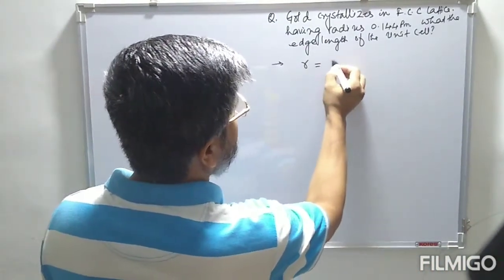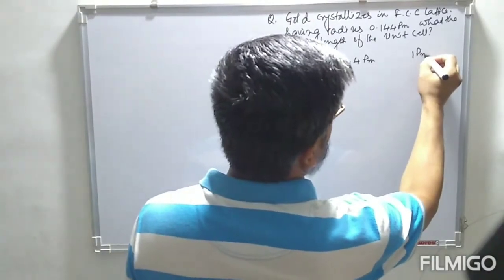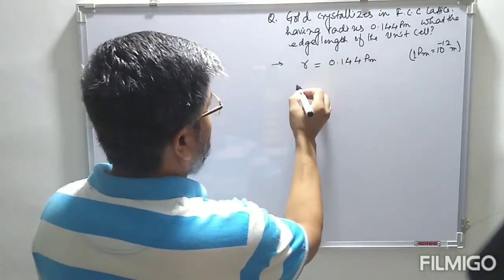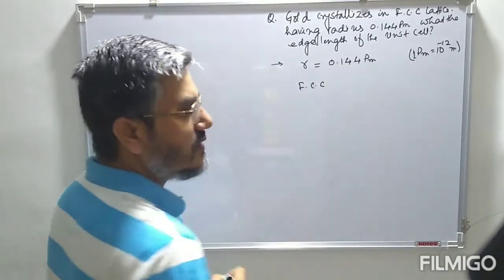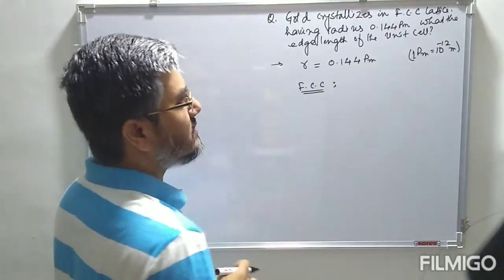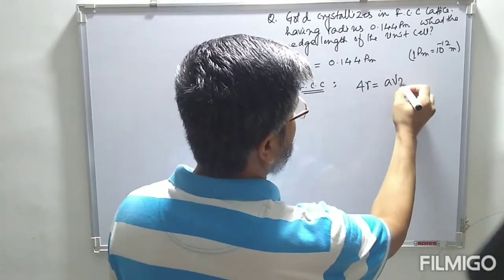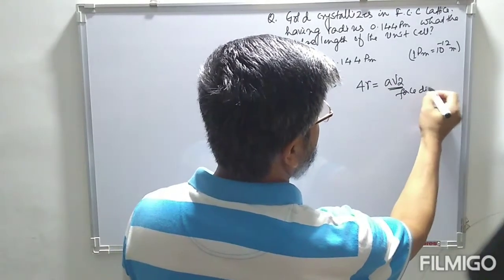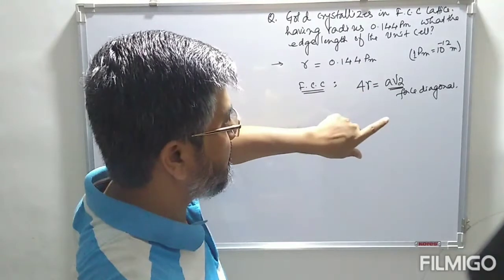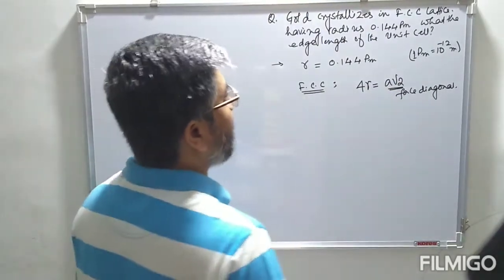So the radius is 0.144 picometer. 1 picometer is equal to 10 to the power minus 10 meter. Now the unit cell is given as a face centered cubic lattice. So for a face centered cubic lattice, the relation between the radius and the edge length is 4r equals a root 2. So a root 2 is the face diagonal. Now we have to find the value of a.